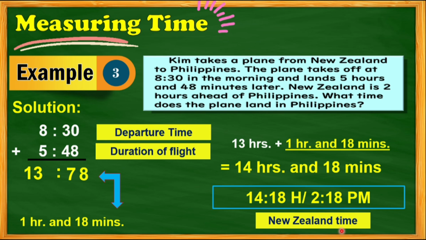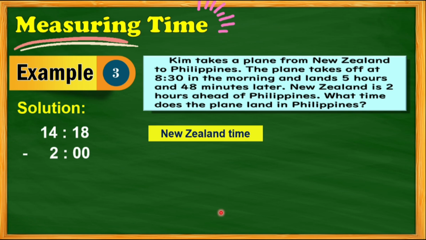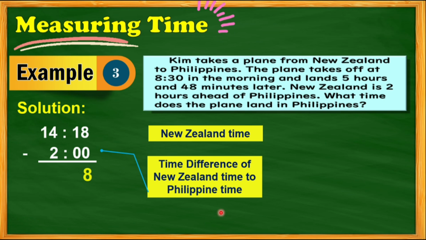New Zealand time zone. Next is the solution for the New Zealand time. So we have 14:18 subtracted by 2 because we need to find what time the plane lands in New Zealand, which is ahead of the Philippines. So we have 14:18.